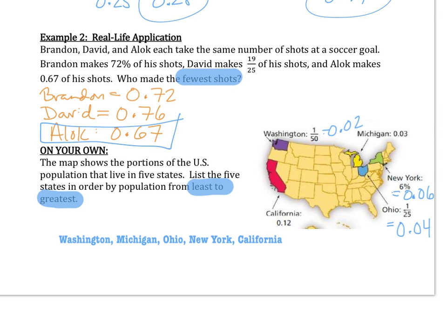Hopefully this is the order you came up with. Again, if you change everything to decimals, 2 of the states were already in decimal format, so you only had 3 to take care of. So it would go Washington, Michigan, Ohio, New York, and California, based on the decimals that you see over there on the right.